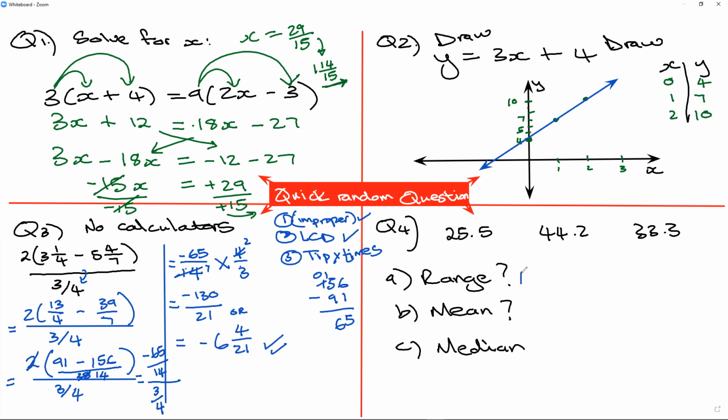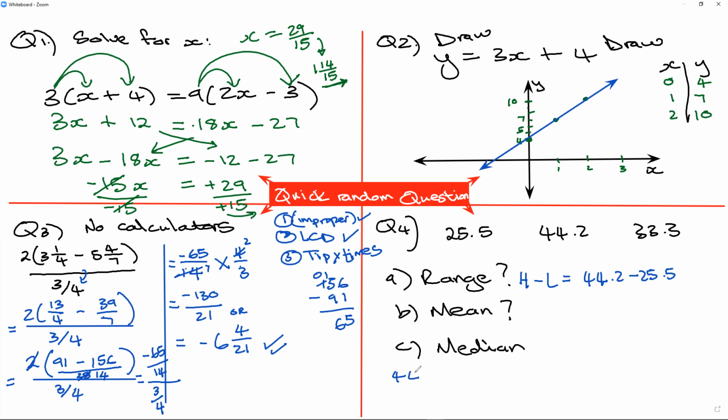Range. Range is the highest minus the lowest. The highest number is 44.2 minus the lowest number, 25.5. Again, under the assumption you don't have a calculator. So what do you do if you don't have a calculator for this? Again, it's a little bit of working out somewhere. Maybe I can write it here at the bottom.